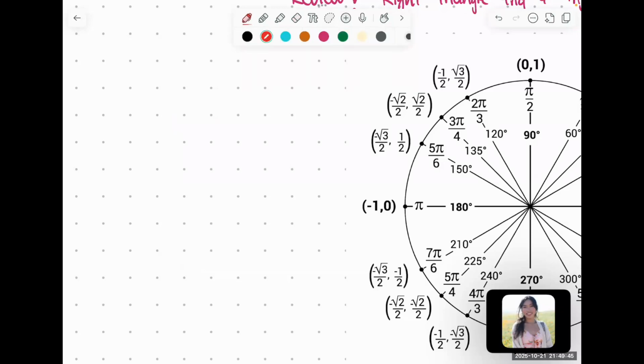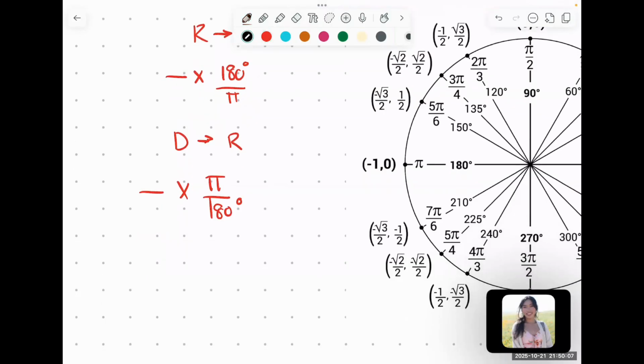Let's write it in red so we don't get confused. 32 degrees: take what you have, times 180 over pi. If you do degrees to radians, then that's just going to be whatever you have times pi over 180. Okay, so let's do a few practice problems. I'm going to do similar problems from the homework, and let's see if we can complete them.